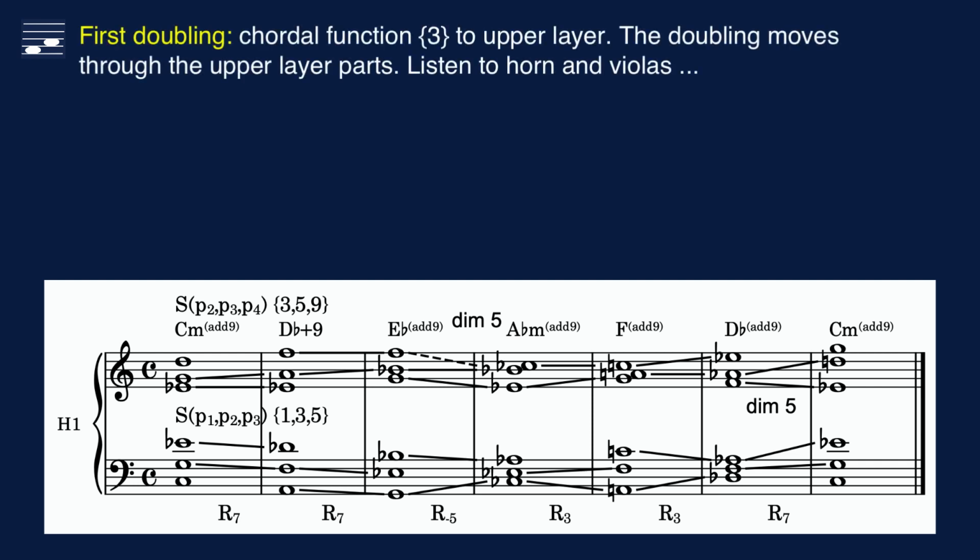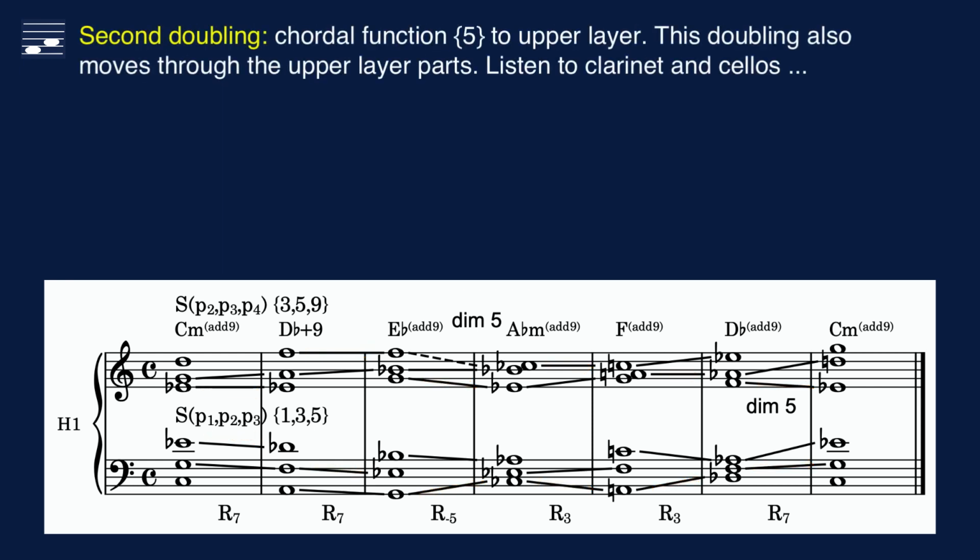The first doubling is the chordal function 3, moving through the upper layer parts. Listen to the independence between horn and violas that do share 2 overlapping pitches. A similar pattern is observed for the second doubling, chordal function 5. Listen to clarinet and cellos.